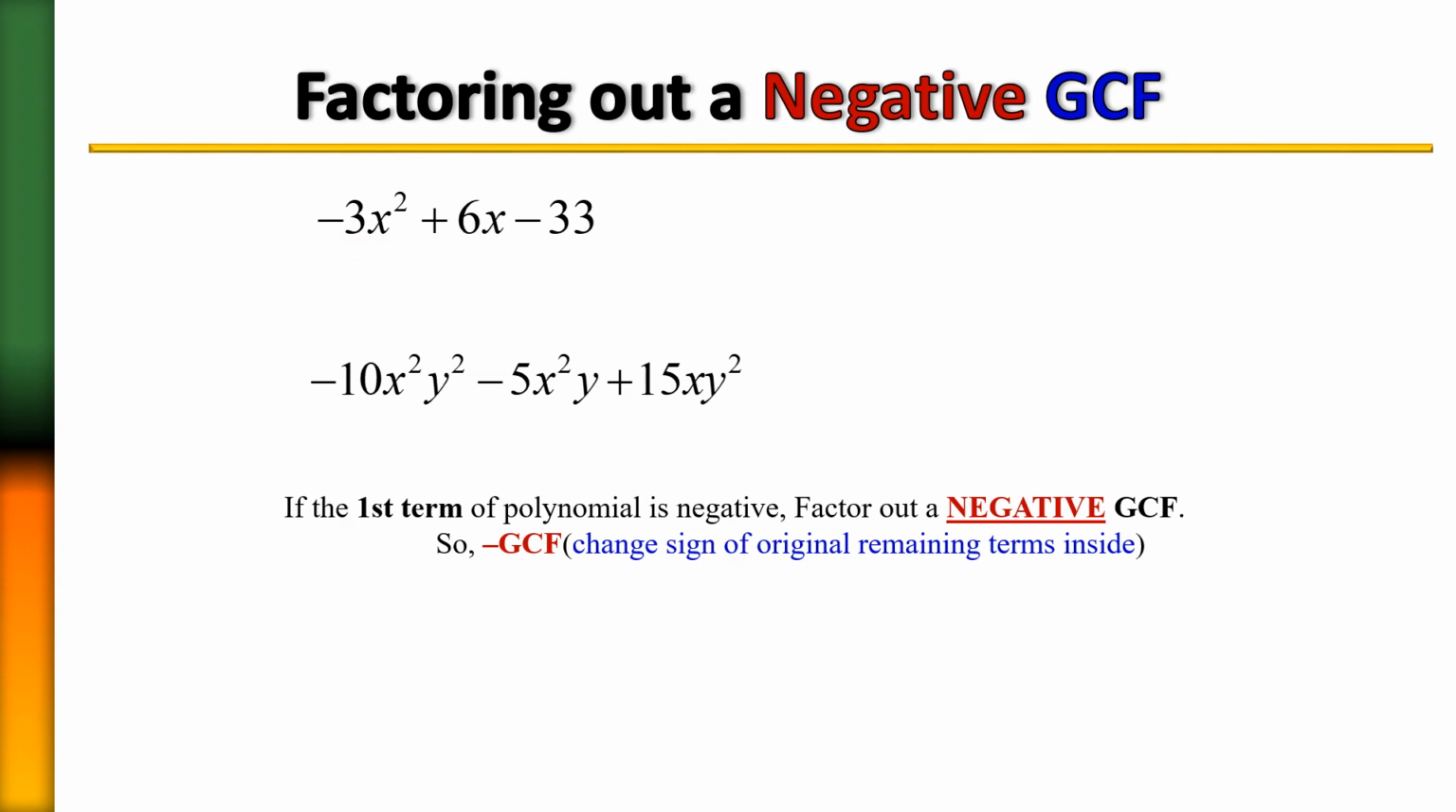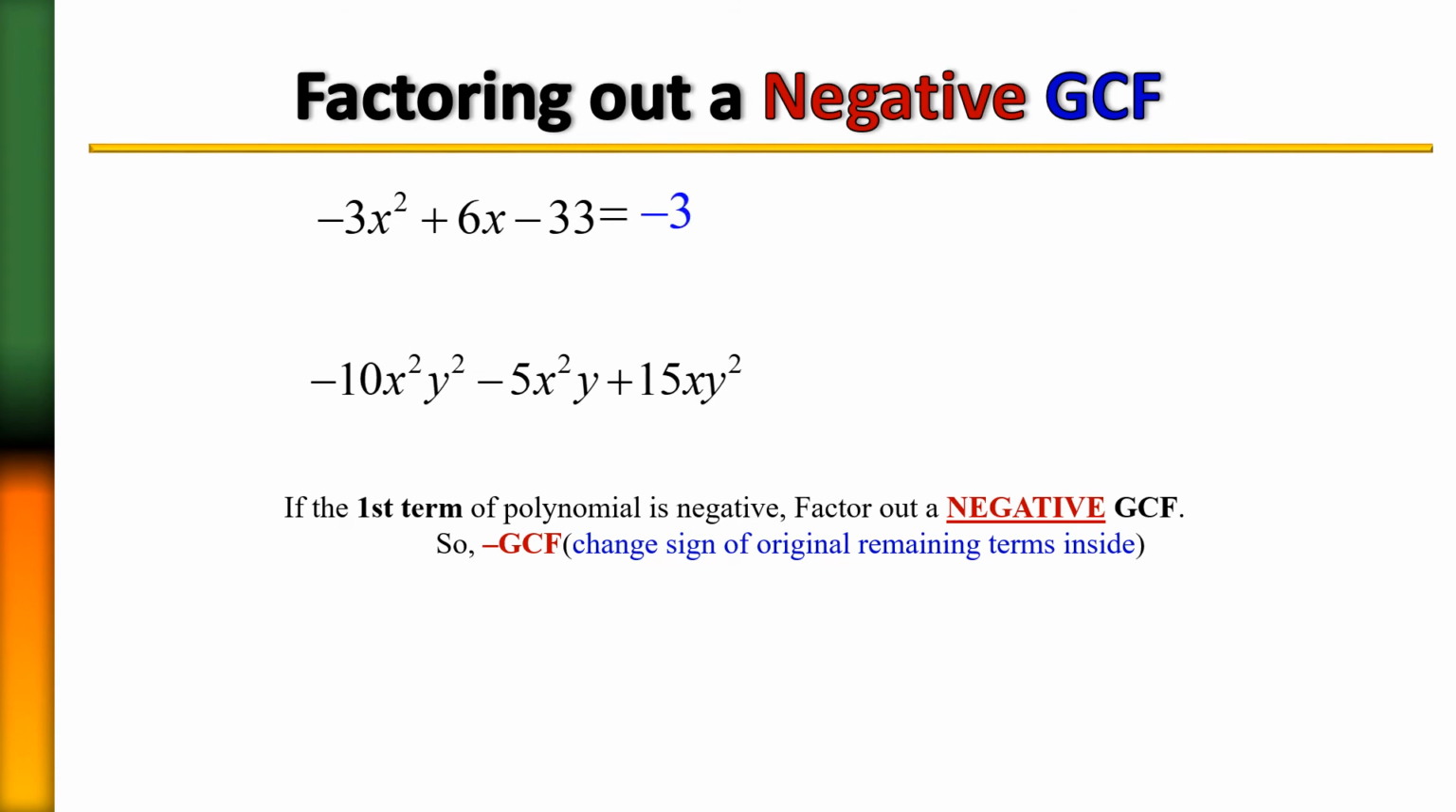I know that 1 times 3 is 3, 2 times 3 is 6, 3 times 11 is 33. So I want to know what numeric number they all three share in common, and that would be a 3. But because it starts with a negative, we're going to factor out a negative 3.